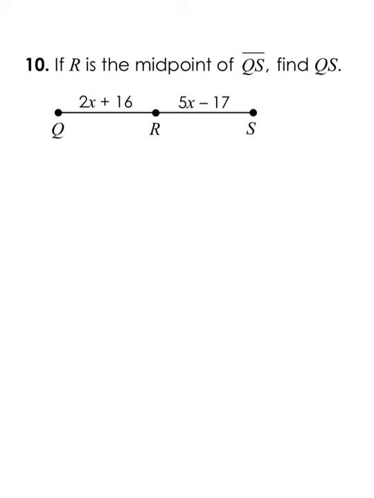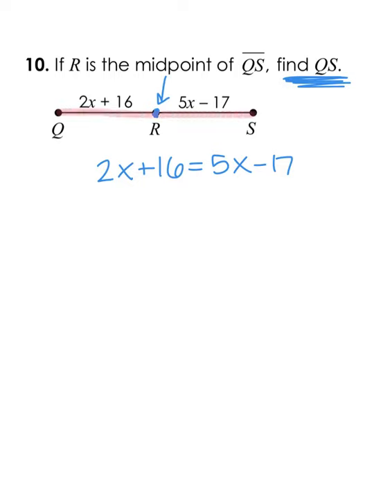So number 10, if R is the midpoint of QS. So we have our R, midpoint, them telling me that. I already know the things that we've talked about in each problem. I already know that this QR, 2x plus 16, equals this side, 5x minus 17, and the rest of the direction says find QS, which I see now they want me to find the whole length, QS, right? So we'll come back to that.